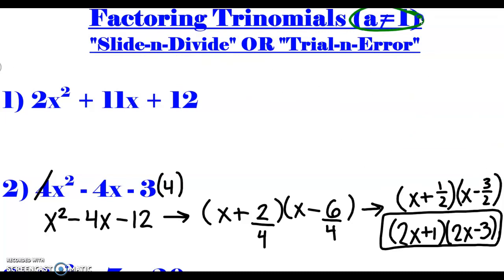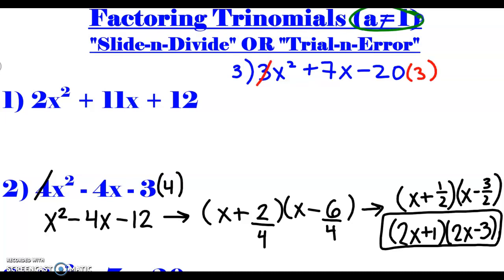So the third problem down there says 3x squared plus 7x minus 20. It's a slide and divide because 3 doesn't go into 7 or 20 for that matter. So 3 goes at the end, and we're looking at x squared plus 7x minus 60.